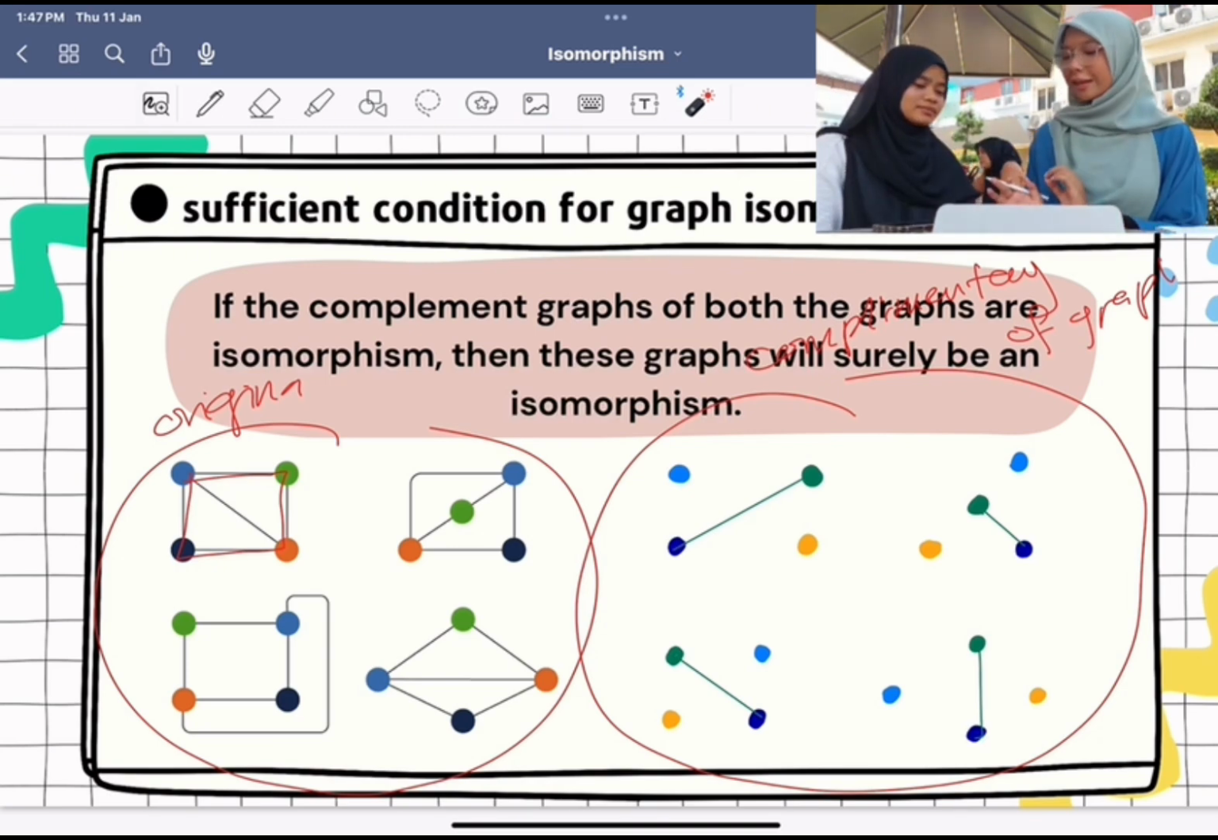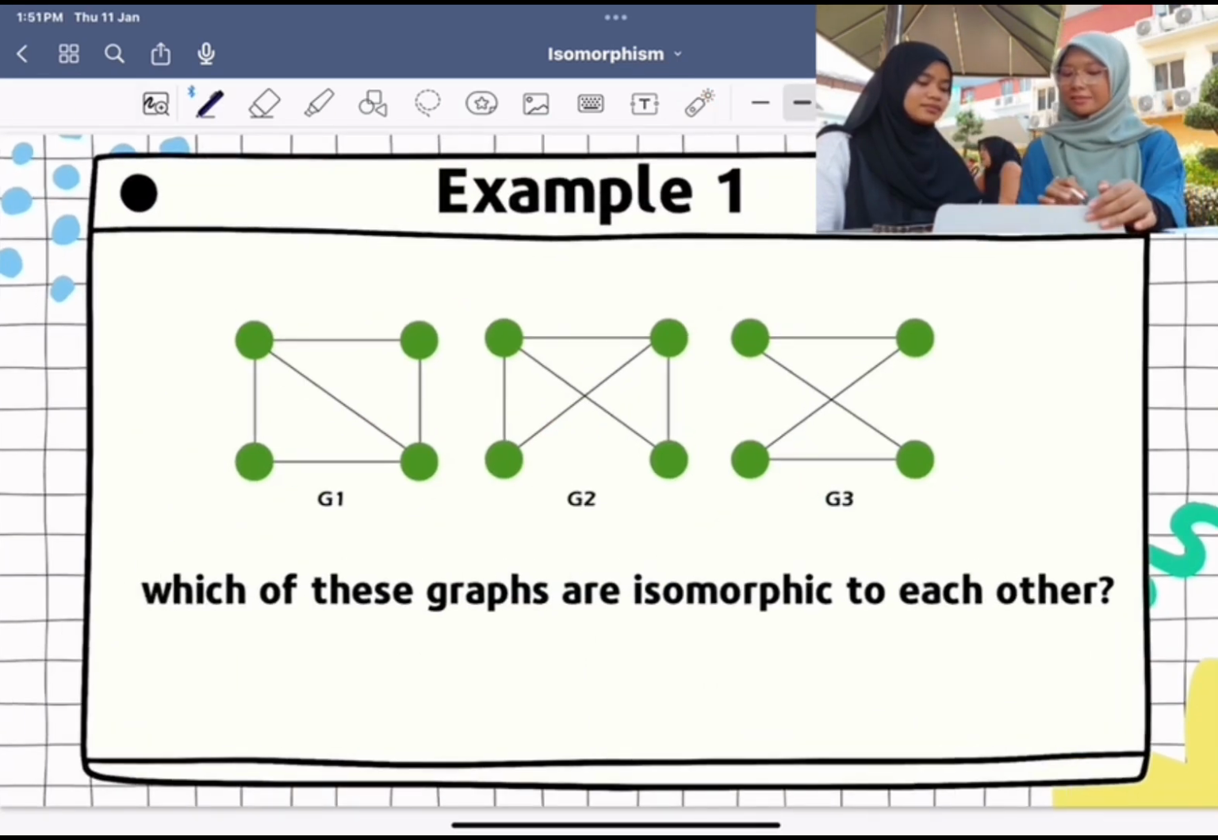Alright, let's move on to example 1. So they have these 3 graphs, G1, G2, and G3. Which of these graphs are isomorphic to each other?